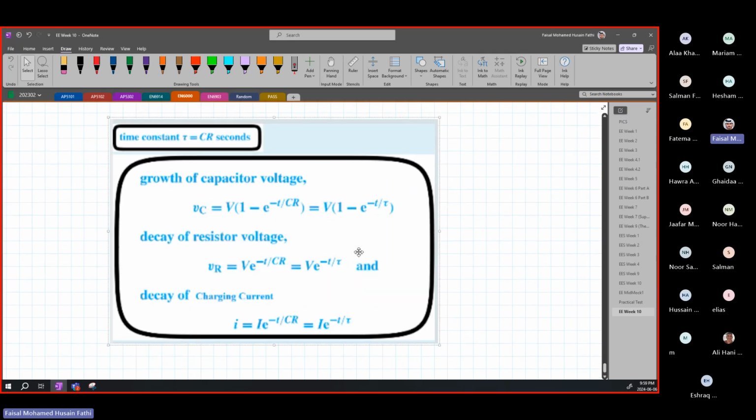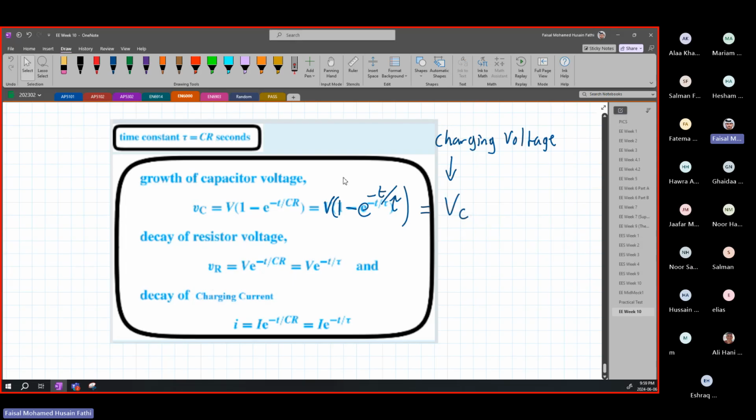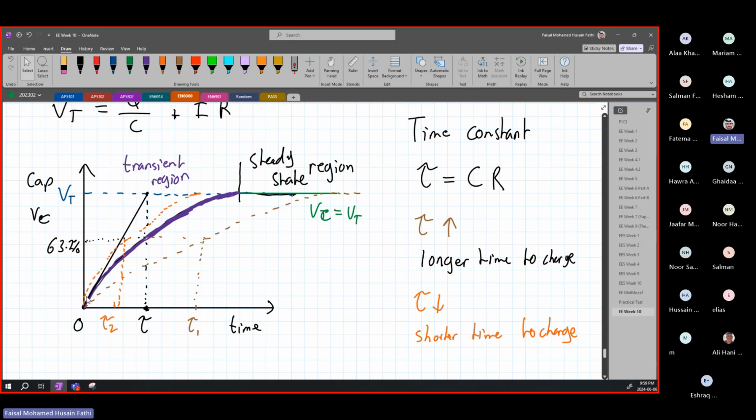These equations over here, which are the growth of the capacitor voltage, are given to you in the exam: V(1 minus e to the minus t over tau). So this is V(1 minus e^(-t/tau)). This is your VC, meaning this is your charging voltage, because it keeps increasing exponentially using this equation. And this equation is simply the equation of the curve. All right, this is what this equation represents. That's all it is.